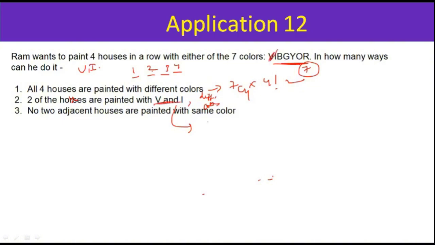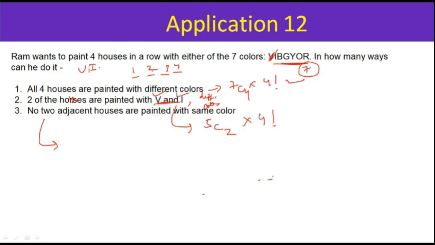Out of the remaining 5, I can choose 2 colors in 5C2 ways. Why 2? Because I already have 2 colors, one is V, one is I. The only pending colors are 2, so I can choose them in 5C2 ways. Now I have all the 4 colors, including V, I, and the 2 that I've just chosen. Now I can arrange them in 4 factorial ways to paint any house with any color. So this should be the answer to the second question.